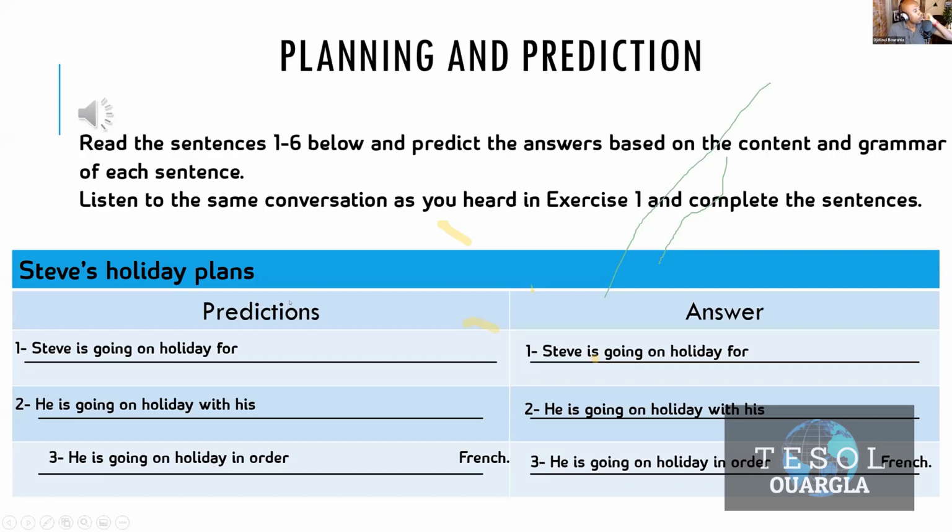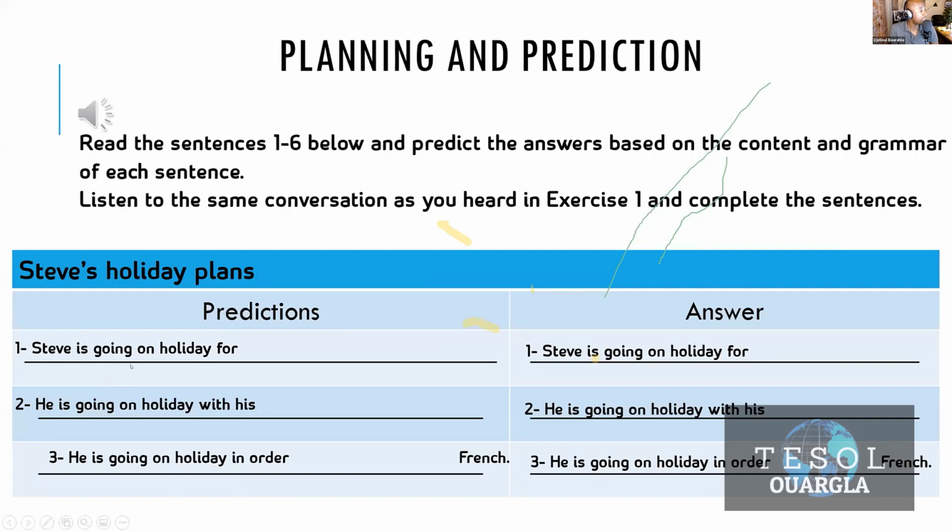So what do you think? The audio is going to be about Steve's holiday plans. And what are your predictions? Steve is going on holiday for. He is going on holiday with his. He is going on holiday in order French. Based on content and grammar, can you predict? Can you guess what the answer is going to be?